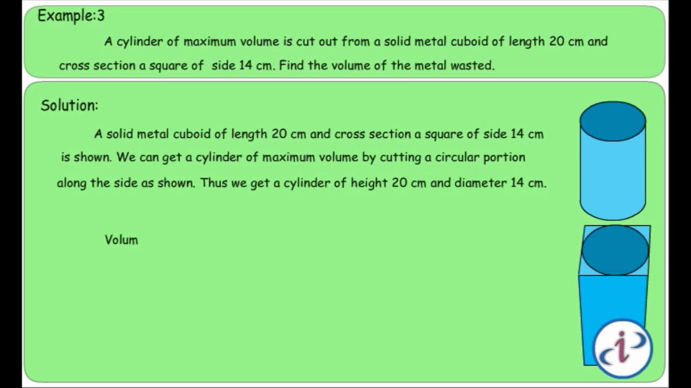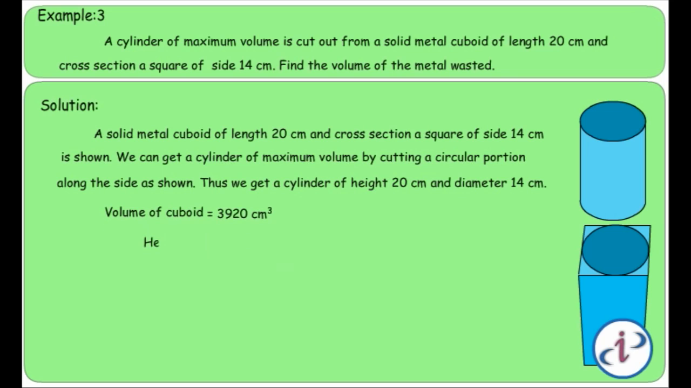We know that volume of a cuboid is equal to length times breadth times height. Here, length is 20 centimeters and breadth and height are each 14 centimeters. Substituting, we get 3,920 centimeter cube.